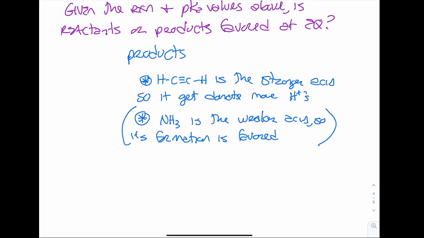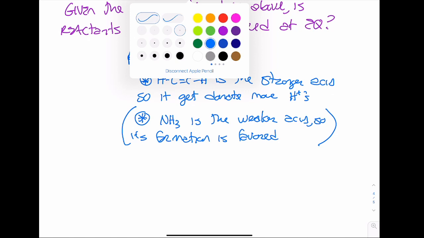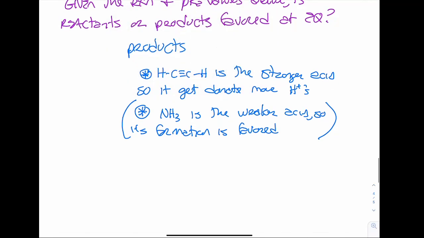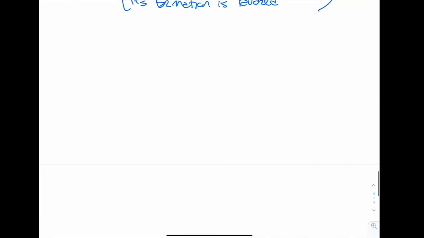Let's do one more. I guess we can use the same color here. So another example, same question. I'm going to give us a reaction. I'm going to give us a couple of pKa values, and we're going to determine which direction is favored at equilibrium.